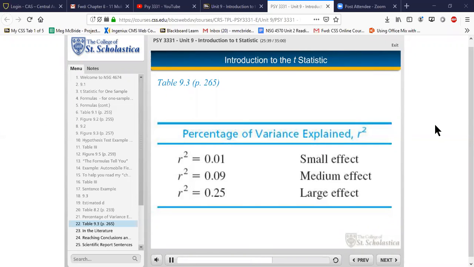Since these values are not precise cutoffs, I suggest going with whatever value the calculated r-squared is closest to, and use terms like small to medium if the value falls near the middle between two values.